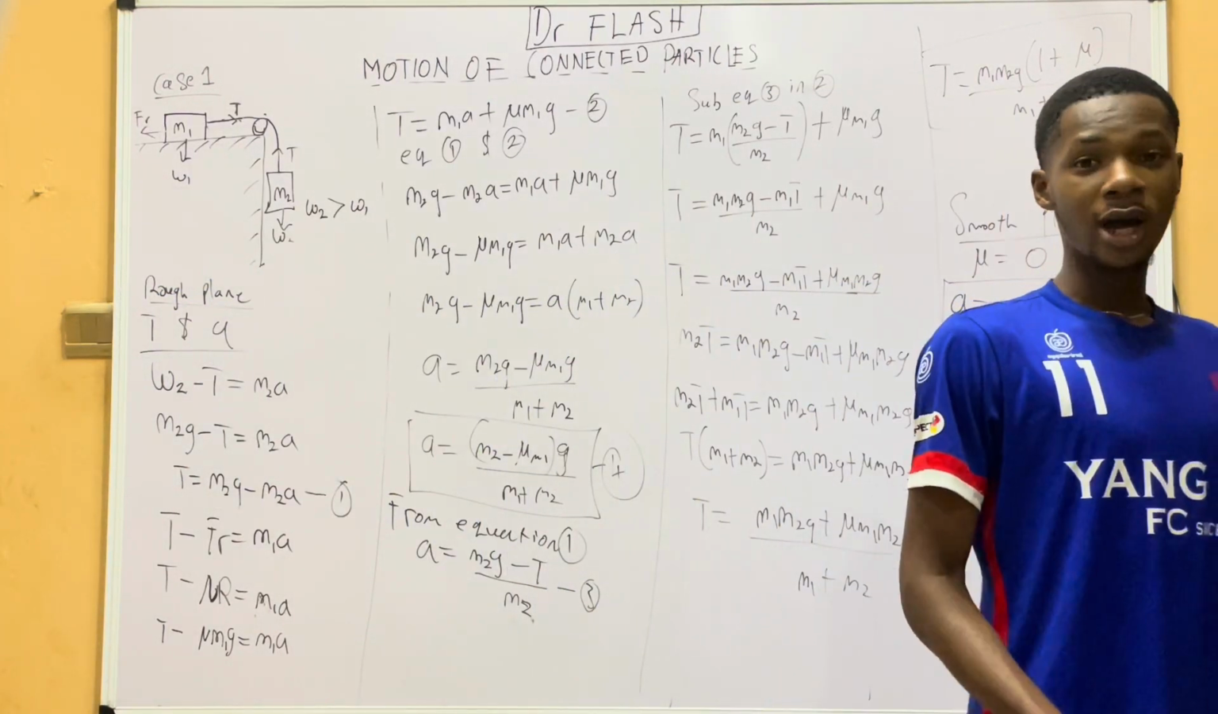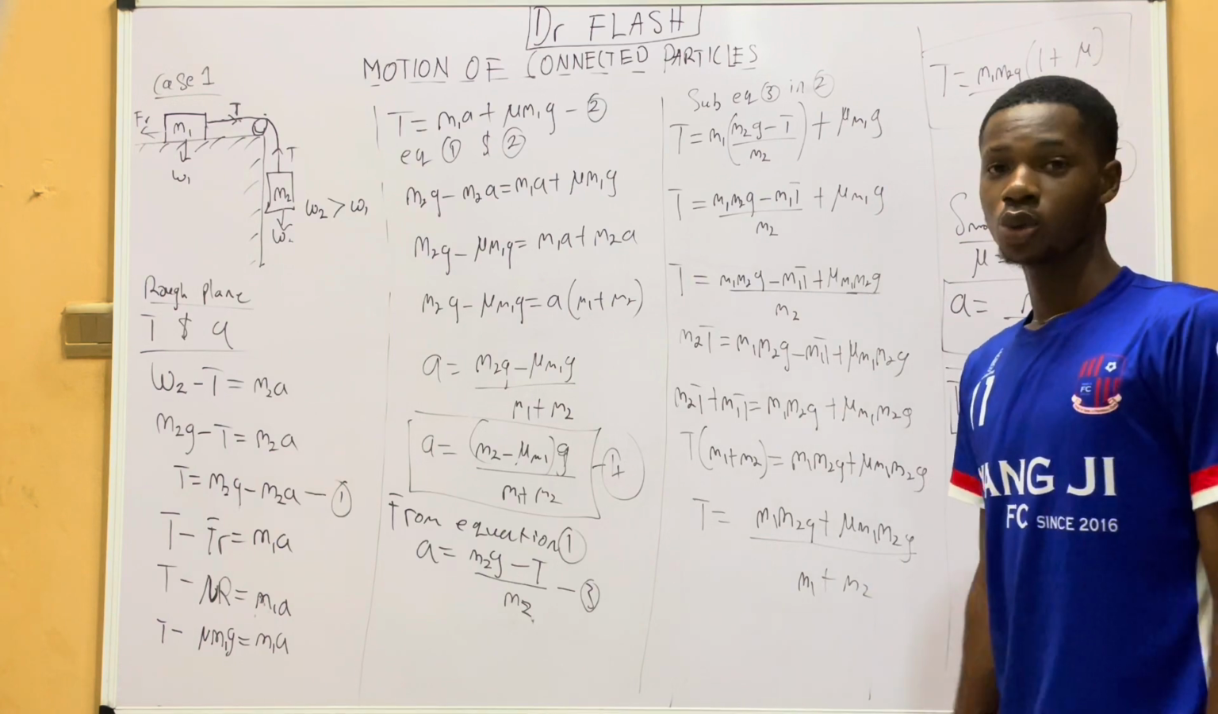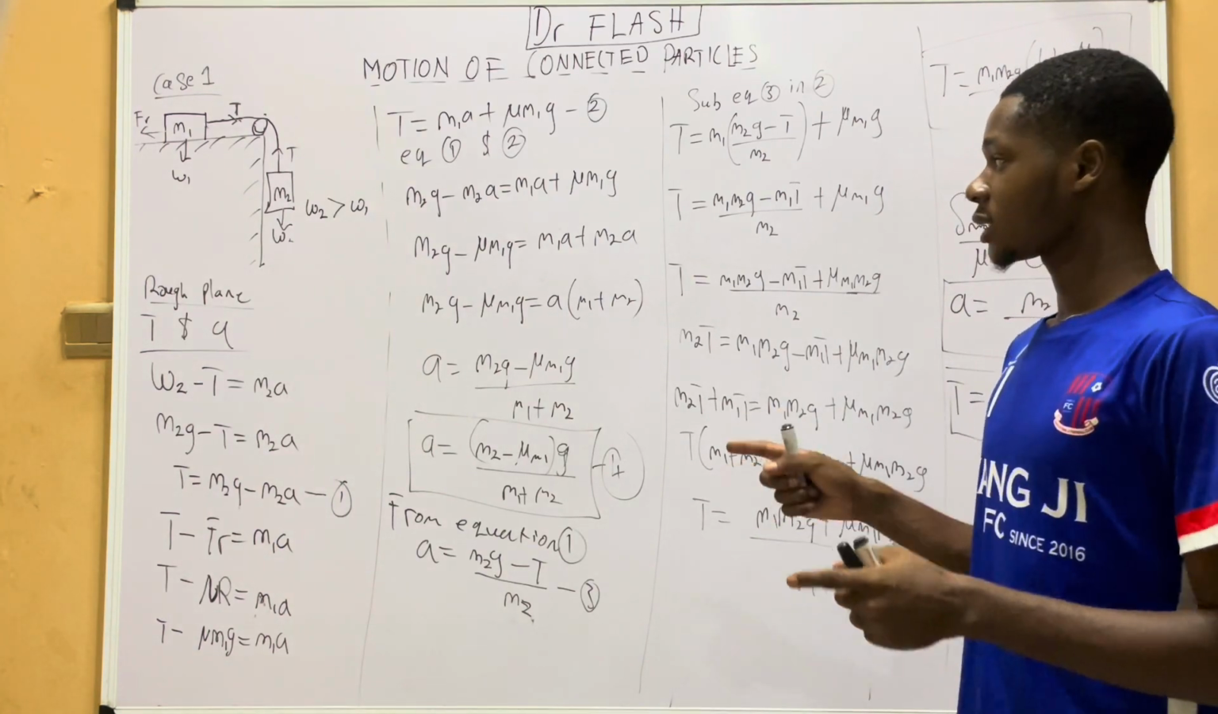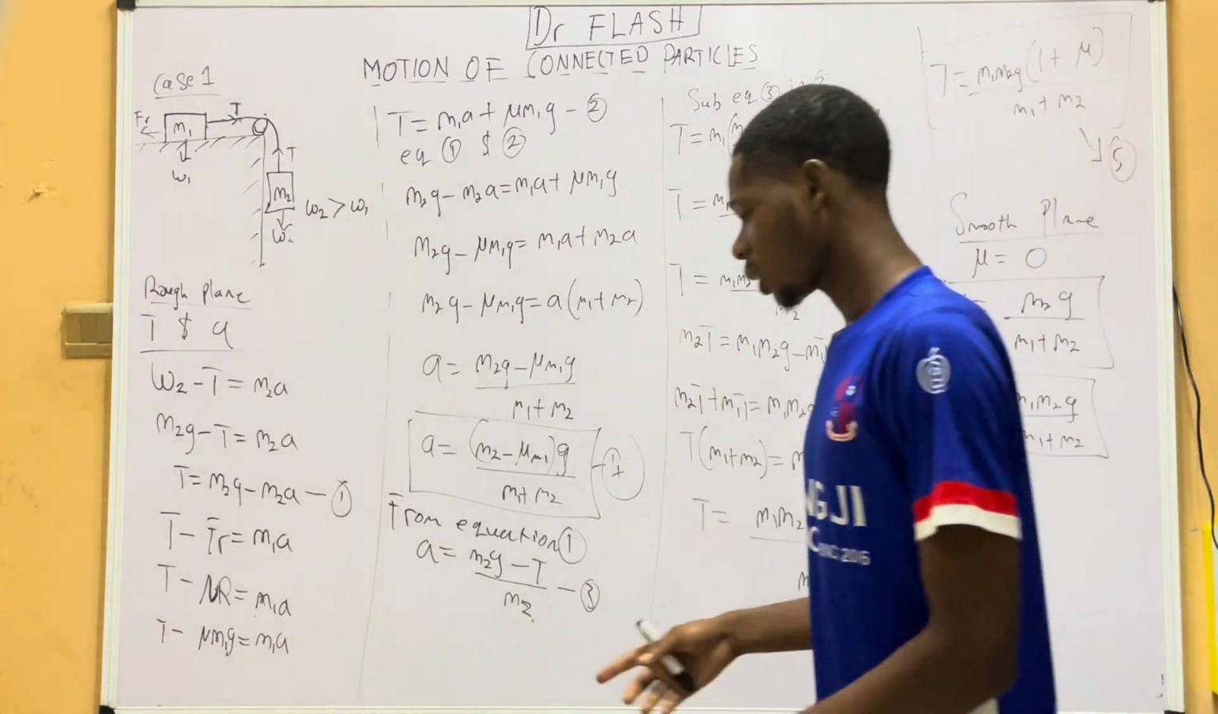Now next video we'll be doing the next case. Okay, in the next case we could be having an inclined plane, or we could be having a pulley in which both masses are hanging over a pulley. Okay, that will be case 2.